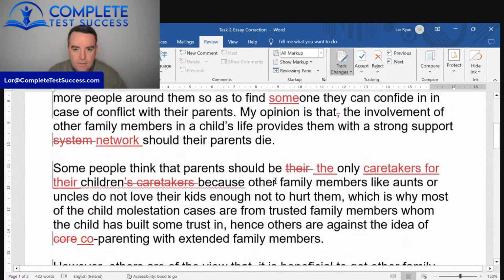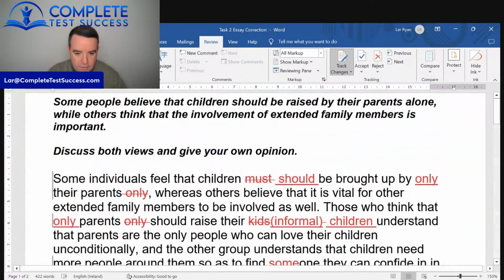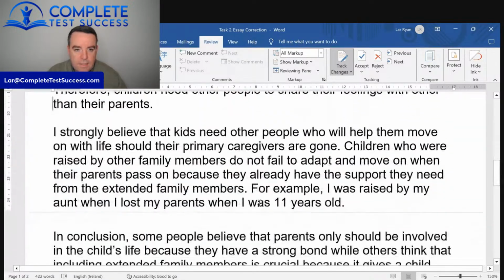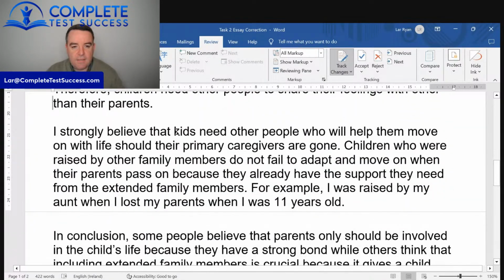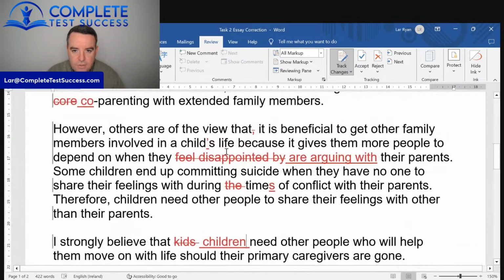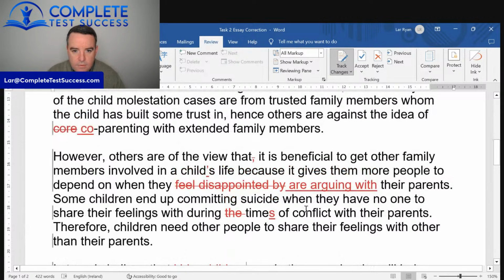So that brings us to the third body paragraph based on your opinion. This time you said they'll have a strong support network should their parents die. I strongly believe that kids, again, we said kids is informal, so we'll change it there. I might as well go back and change it up here as well. There was another example of it earlier.